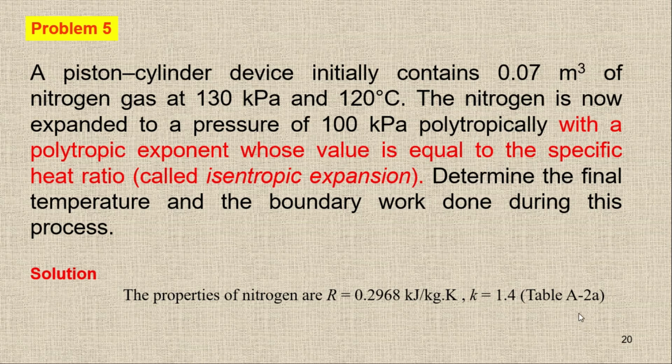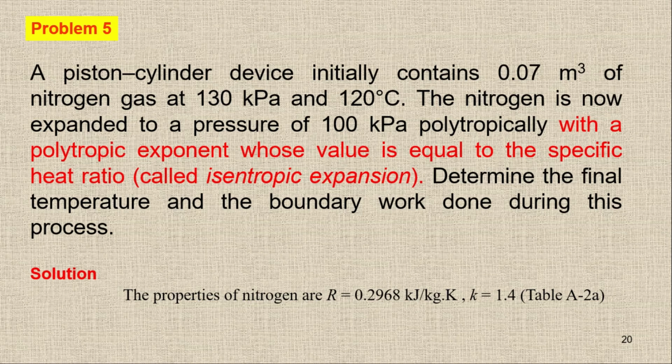From table A2, the properties of nitrogen are, I can check what is the gas constant for nitrogen, because this is the gas constant. This is not the universal gas constant. This is the gas constant. Whenever we are using P equal to mRT, whenever we have m, mass, in the equation, then we have to use the gas constant rather than the universal gas constant.